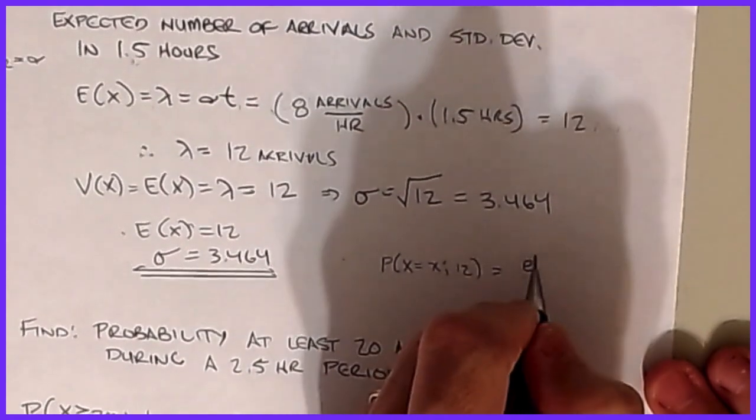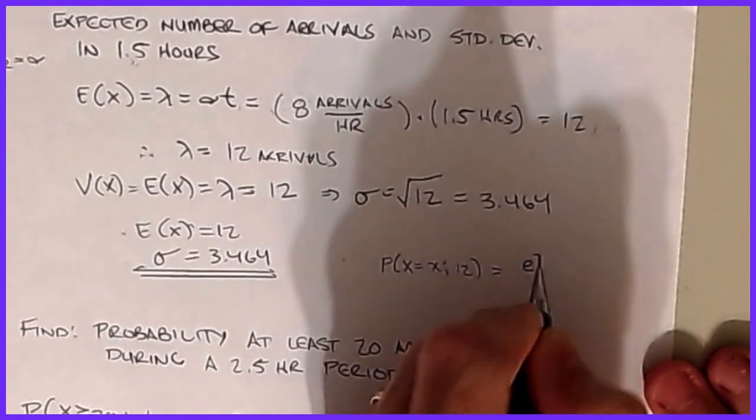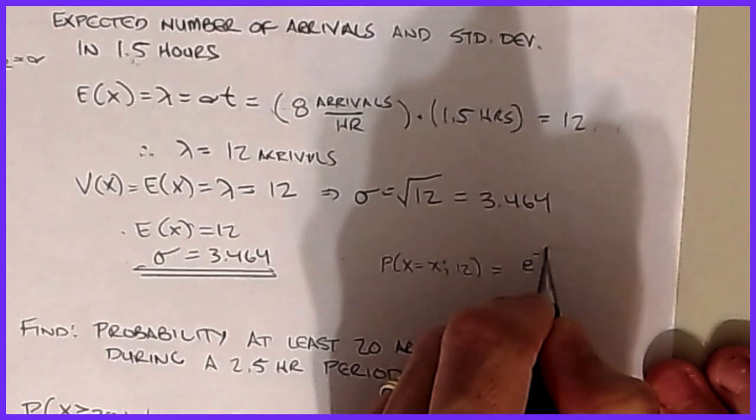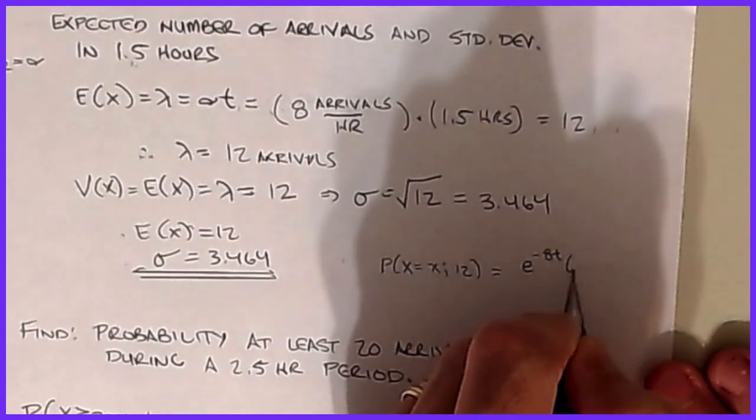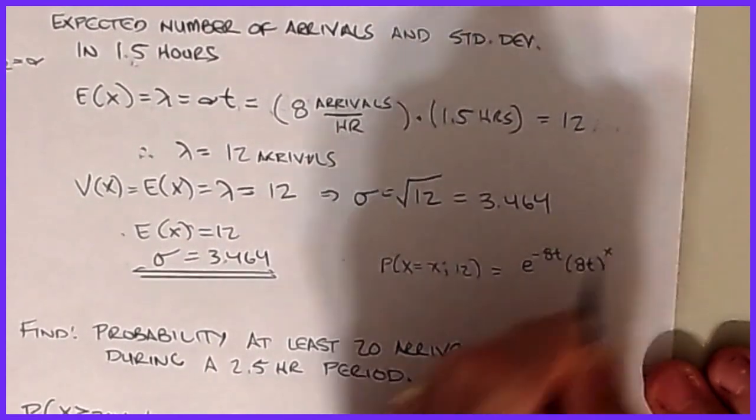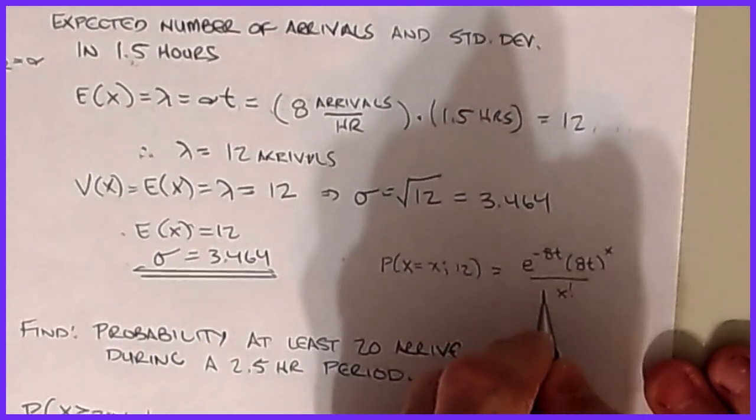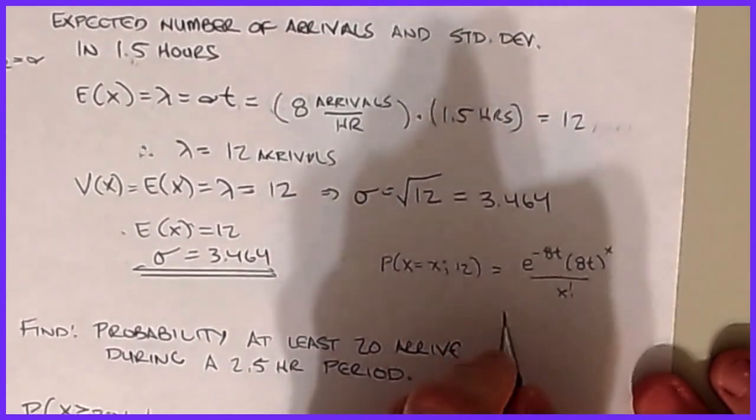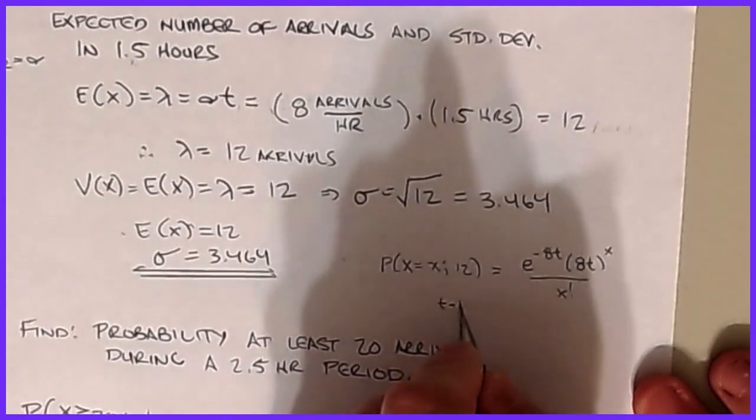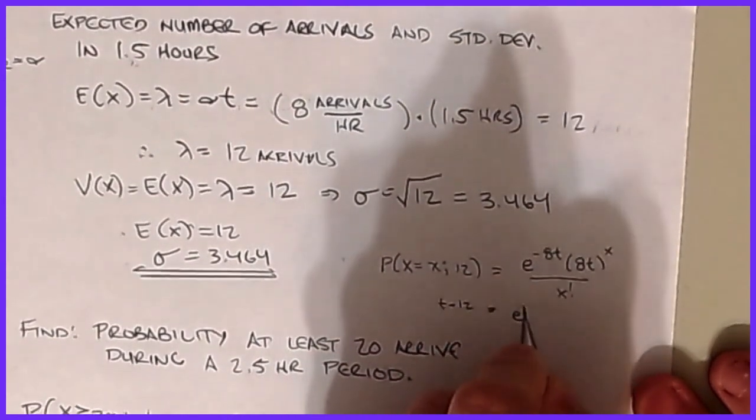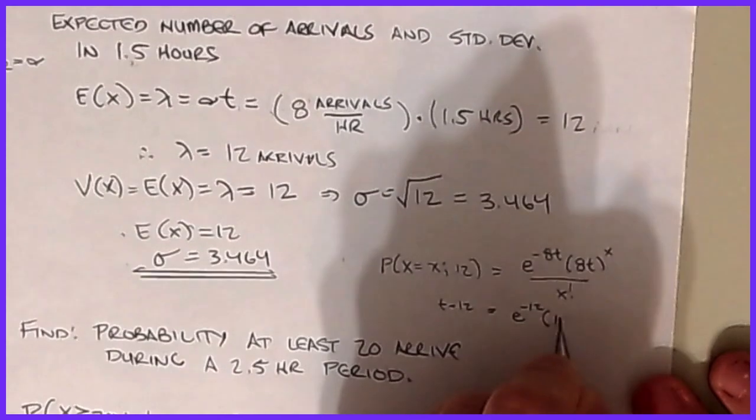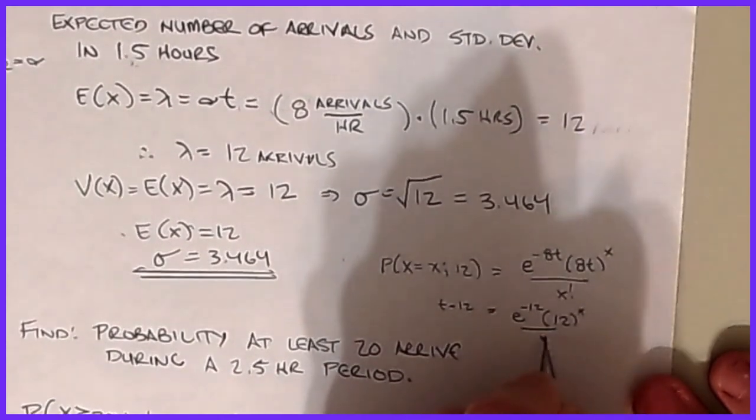e to the minus 8t times 8t all raised to the x, all over x factorial. That's still our distribution. But when I rewrite this with lambda equal to 12 on there, this is now e to the minus 12 times 12 to the x all over x factorial.